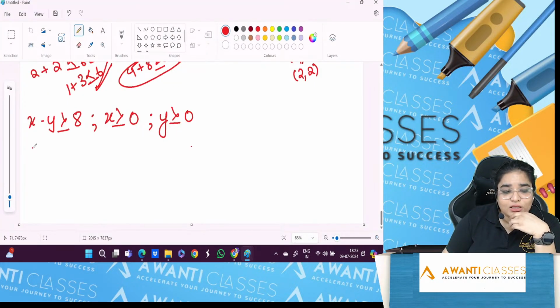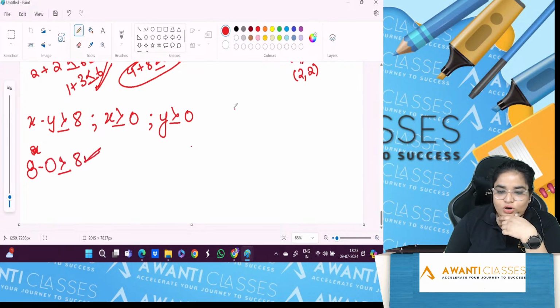So in this case, let us try. If I take, for example, x as 0, will it work? No. So x minimum should be 8 and y will be 0. Yes or no? Then it will be 8. So yes. So what's the first thing? The first thing is x is 8, y is 0. Second is what? X is 9, y is 1.